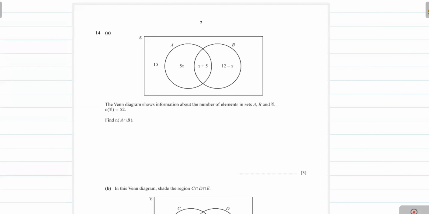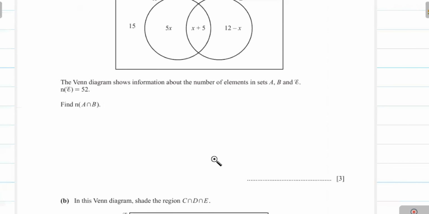Question number 14. Part A, the Venn diagram shows the information about the number of elements in set A, B, and universal set. n of universal is equal to 52. Find n of A intersection B. You see here, here are 4 regions.